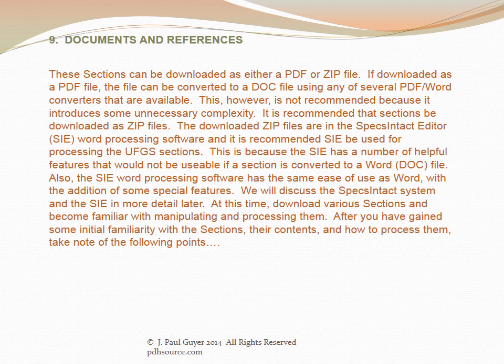The downloaded zip files are in the Specs Intact Editor, SIE, word processing software, and it's recommended the Specs Intact Editor be used for processing the Unified Facilities Guide Specification sections. This is because the Specs Intact Editor has a number of helpful features that would not be usable if a section is converted to a Word file. Also, the Specs Intact Editor word processing software has the same ease of use as Word, with the addition of some special features. We will discuss the Specs Intact system and the Specs Intact Editor in more detail later.